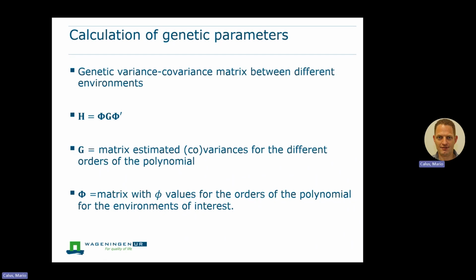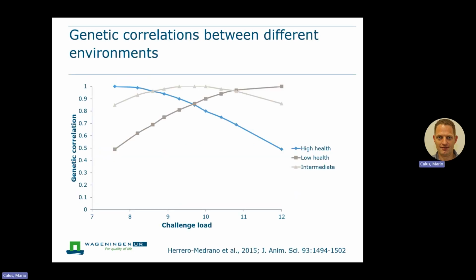So this matrix P could actually look as follows. If we have a number of different environments where we simply have different values of the environmental descriptor, we build a matrix with ones and with all these different environmental descriptors, or the polynomial derivations of those, and we pre-multiply the matrix G with this matrix, and we post multiply it with its transpose.